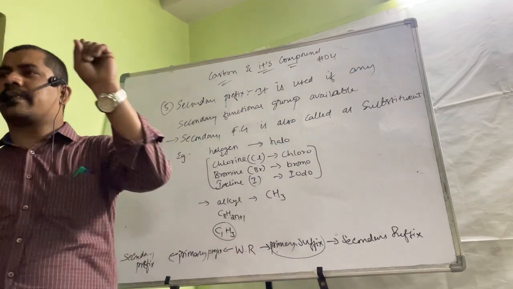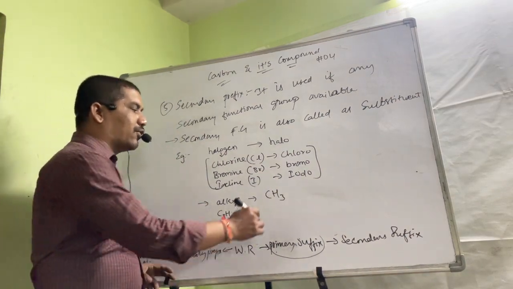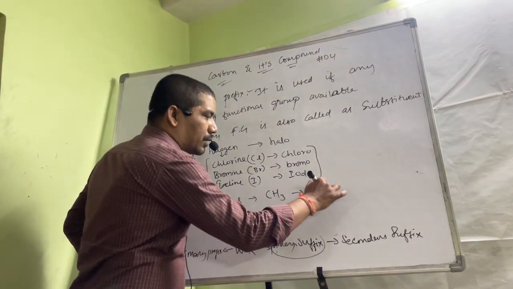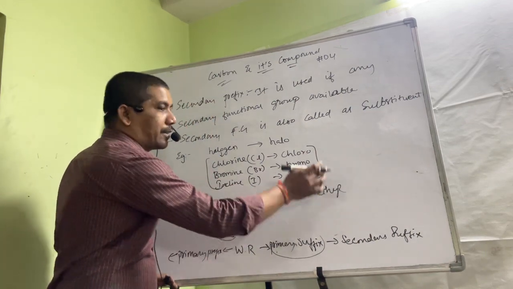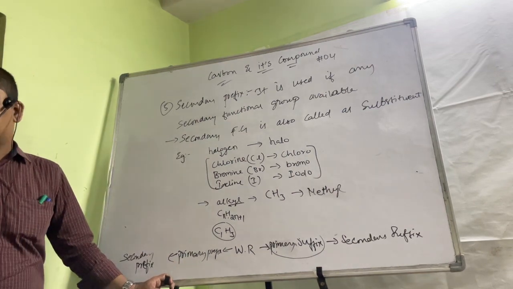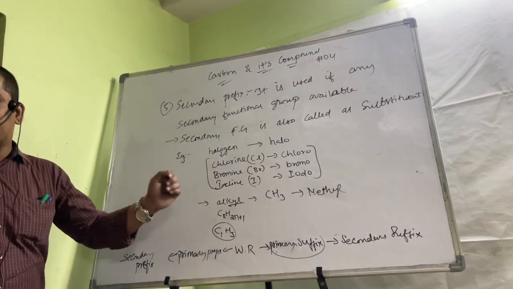How many carbon are there? 1. So 1 carbon means what I said, meth, na? So its full name is methyl. YL from this, meth from the word root. Clear? YL came from this, where did meth come from?